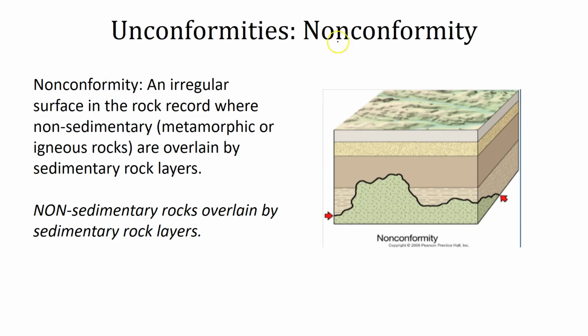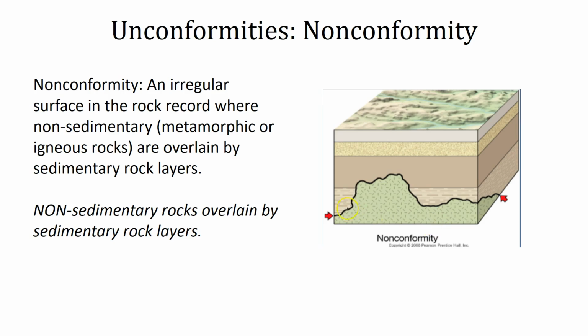Last but not least is our nonconformity. A nonconformity is an irregular surface in the rock record where non-sedimentary rocks, so metamorphic or igneous rocks, are overlain by sedimentary rock layers. Non-sedimentary rocks, nonconformity, we can remember it that way. So we've got our thick wavy line.